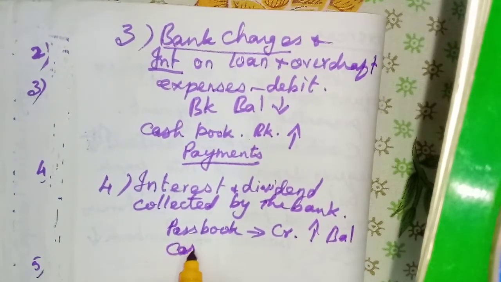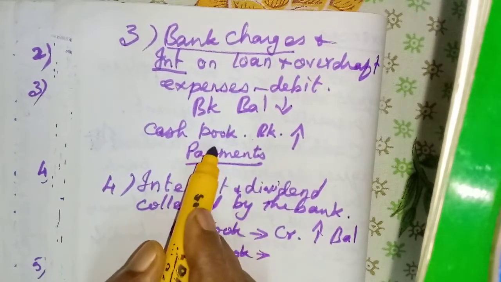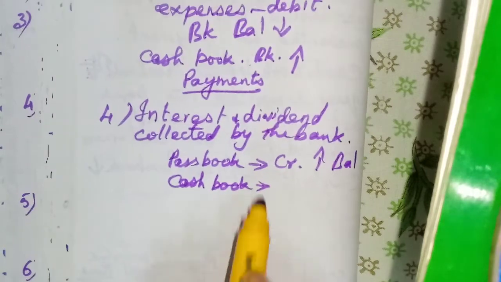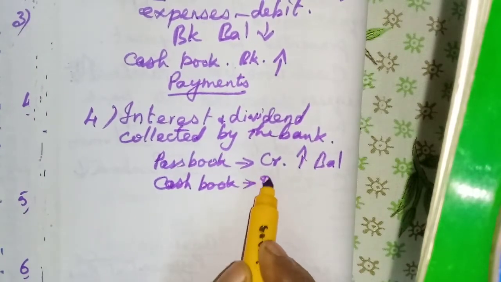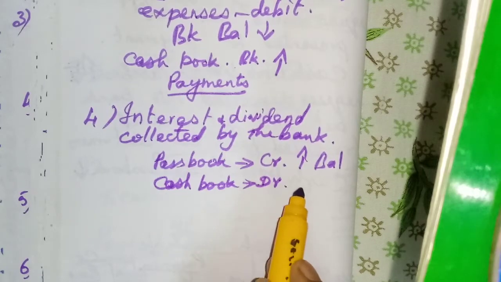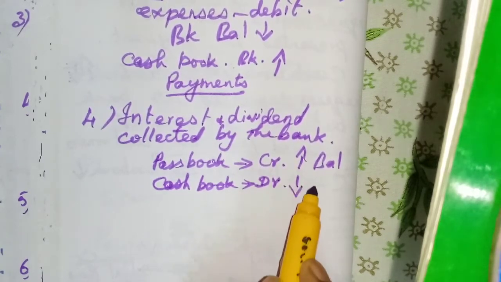But in the cash book, like these bank charges, this income also, it is a receipt, isn't it? So we need to debit it. We have not debited, so it will show less balance.